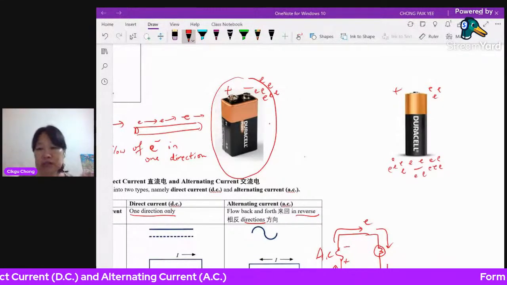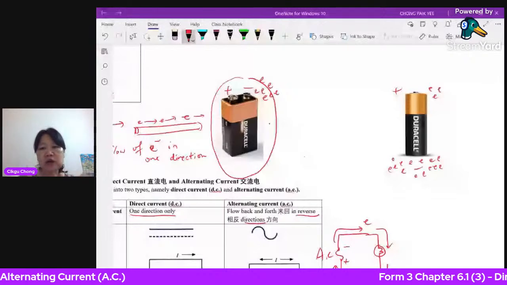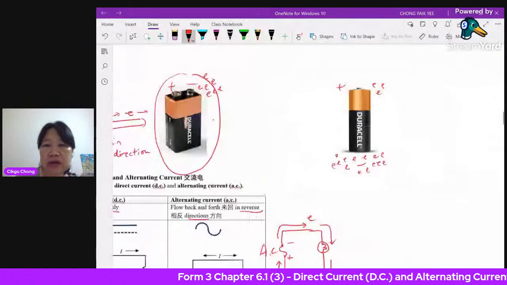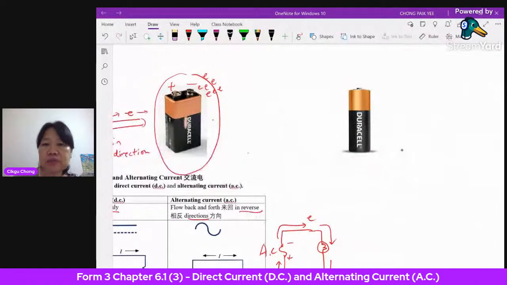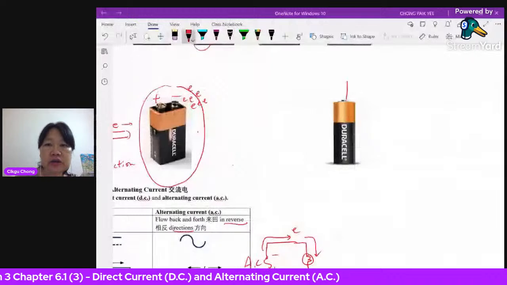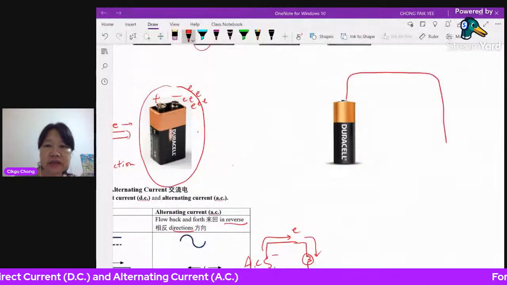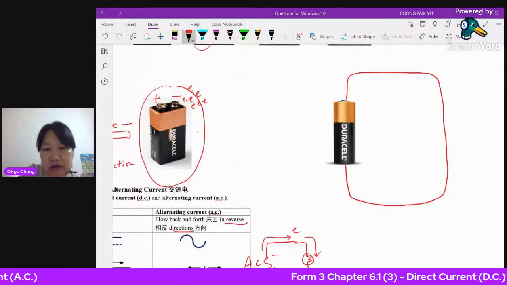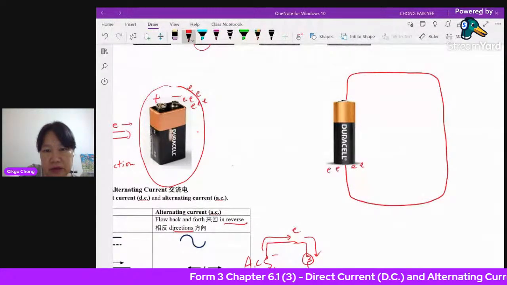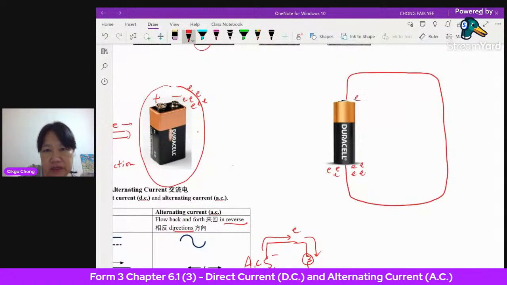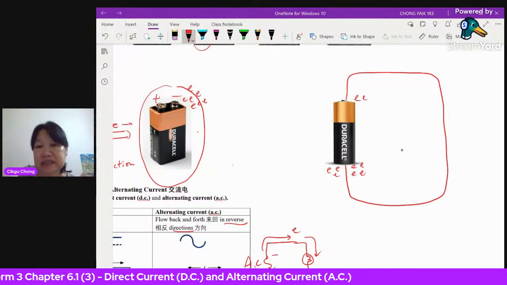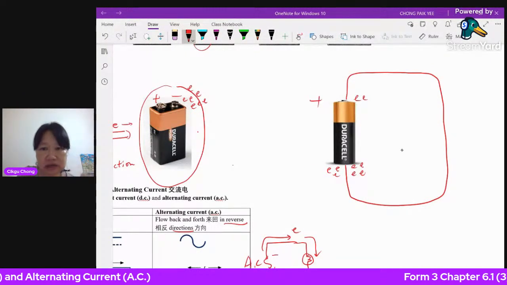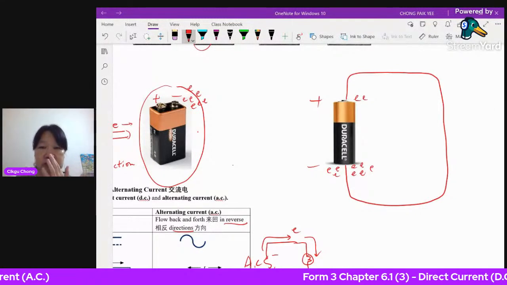When you have more electrons on the negative side, what happens when you connect it to a wire? Let me draw a wire here. If I join the positive to the negative with the wire, I have a lot of electrons here, so let me draw more here, and less over here. It doesn't mean it doesn't have any, it will have, but less. So the positive terminal is up here and the negative terminal is down here, and you have more electrons at the negative terminal.